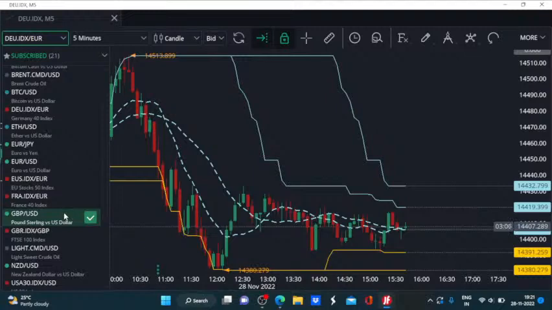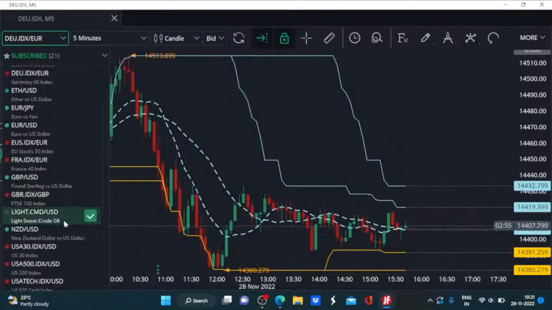For the FTSE 100, let's consider the momentum there.